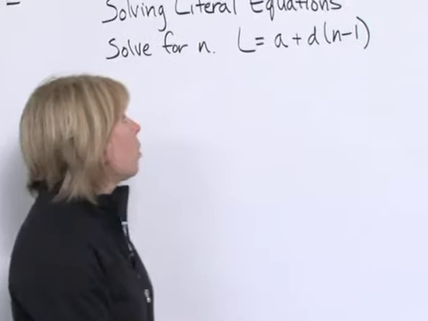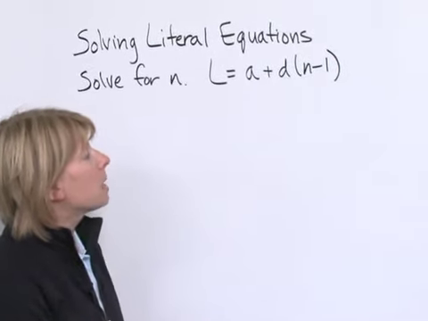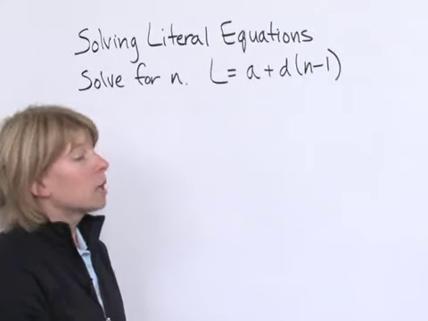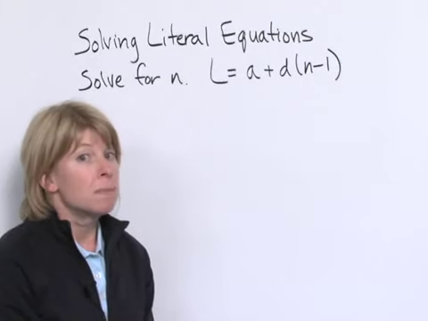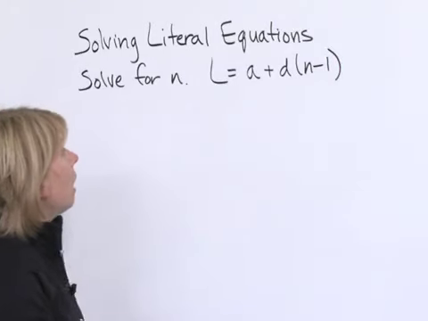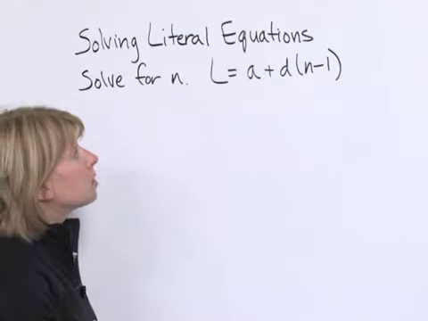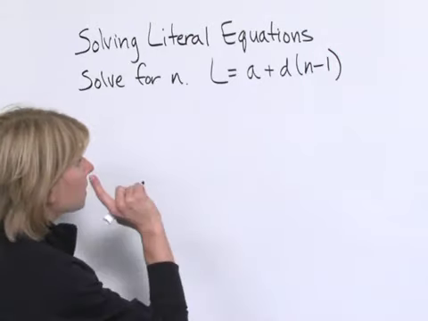Here we have a literal equation, L equals A plus D times (n minus 1). Now remember, a literal equation is just an equation with many variables in it, and we can treat it like any other equation. Here we want to solve for n, and our helpful hint says to first use the distributive property to remove parentheses.